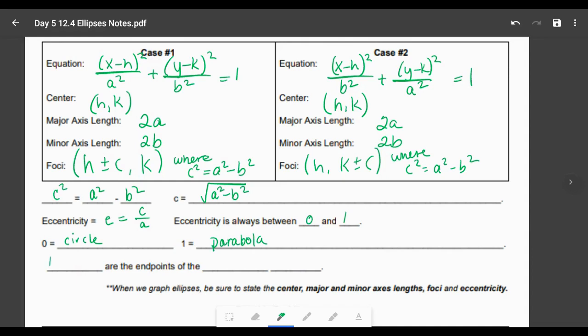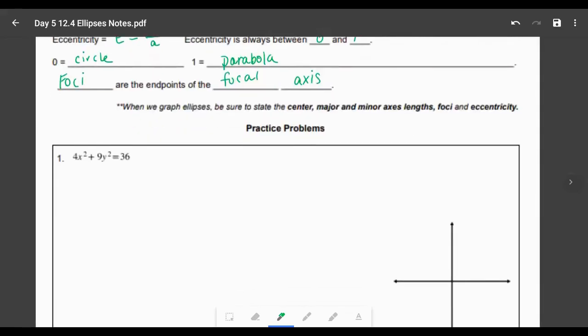All right, the foci are the endpoints of the focal axis. And that's pretty much it for vocabulary for that section. All right, so let's move along to some practice problems.